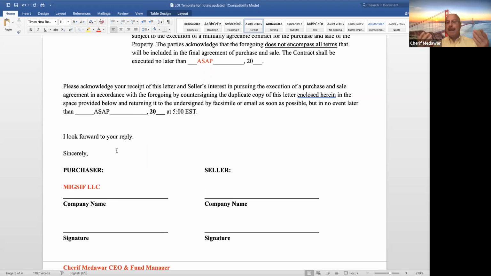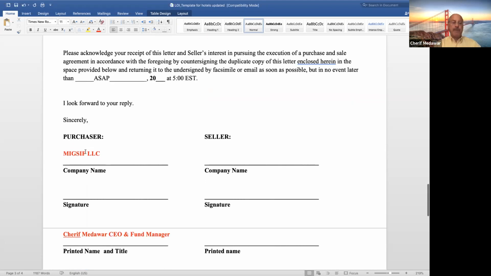I usually send this by email. It's an attachment, and I have electronic signature, and I can put purchaser Mixif LLC, my company. I put the signature. This is a real estate fund. We have a lot of investors that come in with us. They get paid a lot of money for us doing these deals. They do it passively. You can join us anytime you want to actually get into these bigger deals.